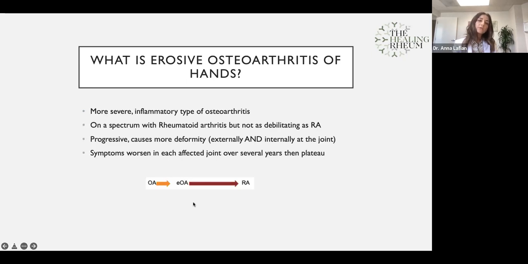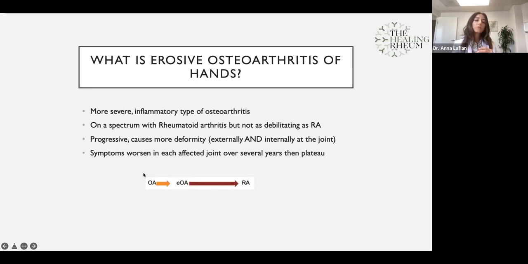Okay, and what is erosive osteoarthritis of the hand? Erosive osteoarthritis is a little bit more severe than classical osteoarthritis. It has components of inflammatory arthritis. On a spectrum here, OA is your classic osteoarthritis that we talked about with the Bouchard's nodes and the Heberden's nodes. This is erosive osteoarthritis. And here at the end of the spectrum, we have rheumatoid arthritis. So erosive osteoarthritis is somewhere along the spectrum where you're starting to pull more towards the inflammatory or rheumatoid arthritis side.